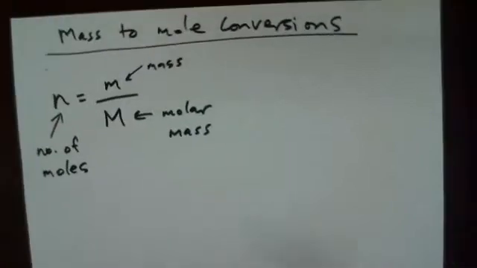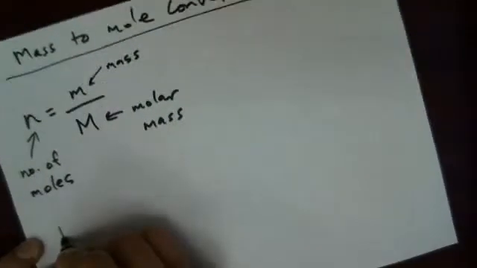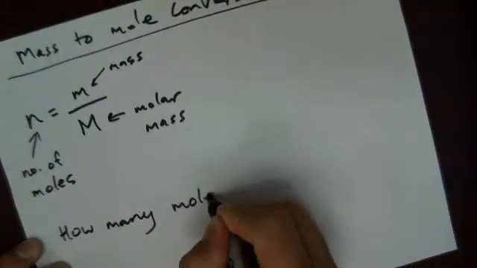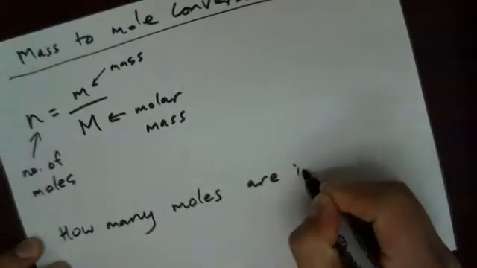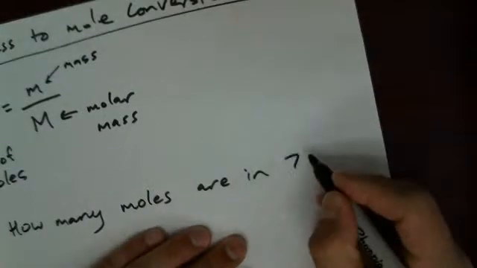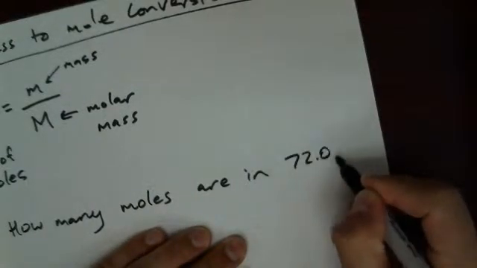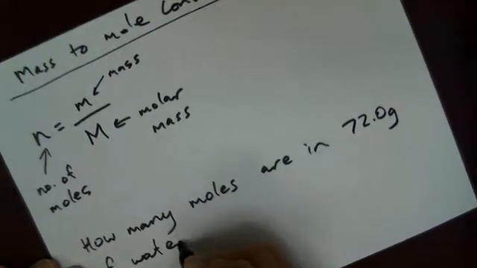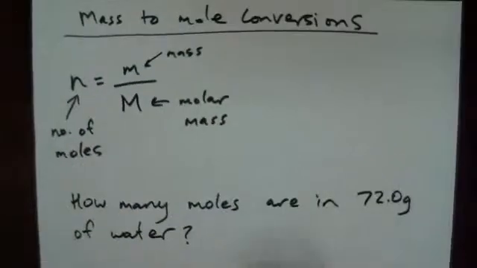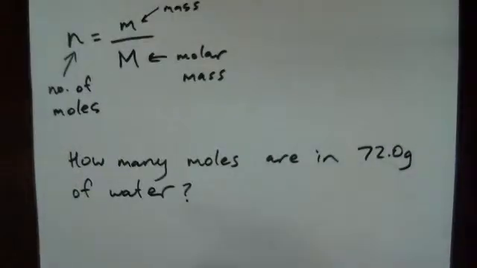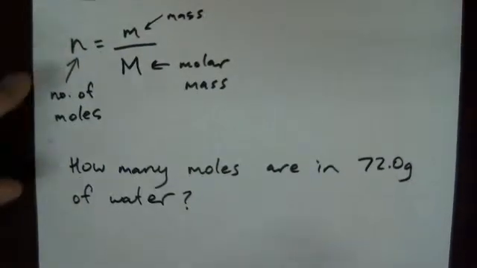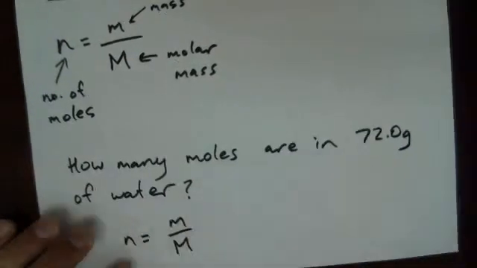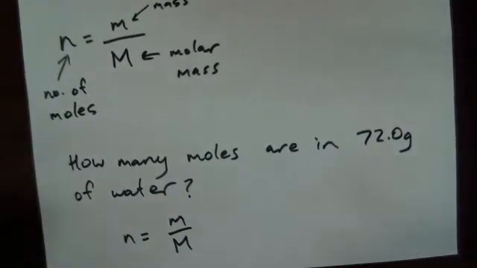And so a question might be simply say, how many moles are in 72 grams of water? Okay, and so in order to answer this question, we rely on this formula, which is number of moles equals mass over molar mass, and we have a look at what we do know.